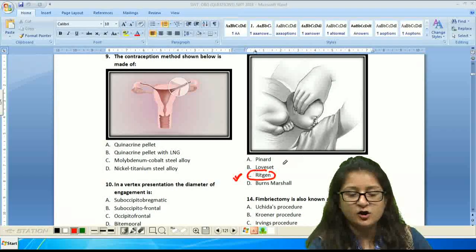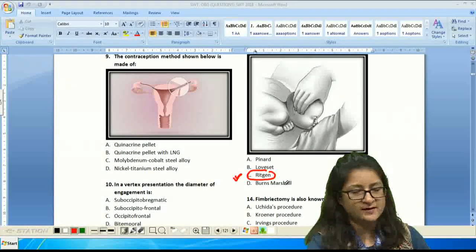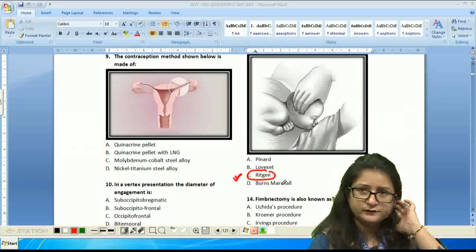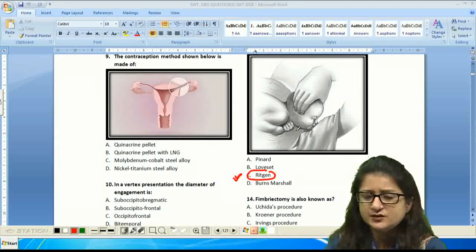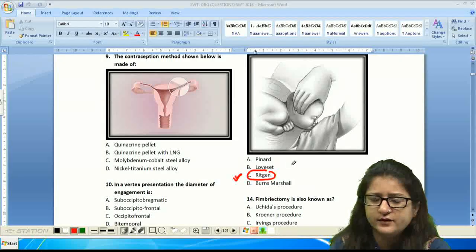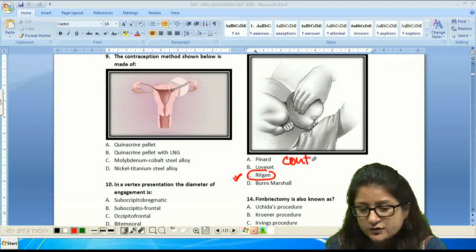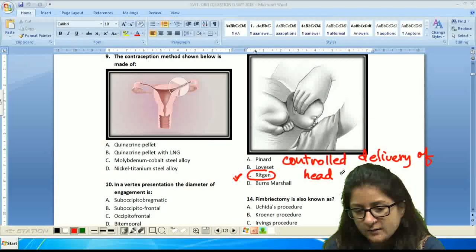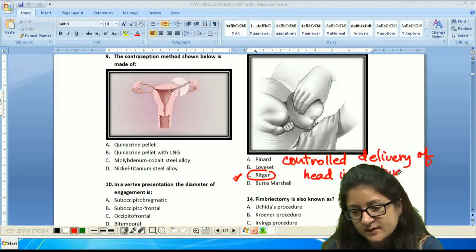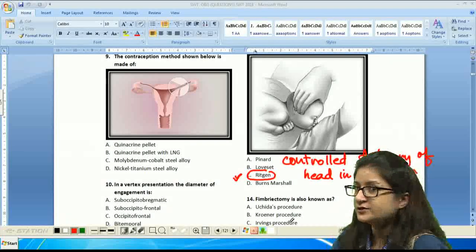As you can see, Lovset, Pinard and Bracht-Mauriceau-Smellie-Veit, I have told you these are maneuvers in breech. They have already been discussed with you in the first part of this discussion about the obstetric maneuvers. So this is the Ritgen maneuver. This is for delivery of the head. This is basically for controlled delivery of the head, in between contractions.